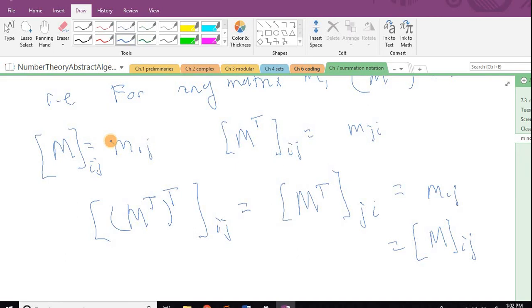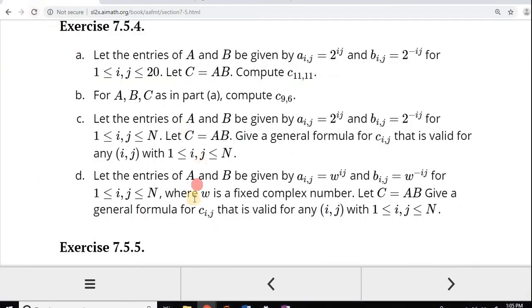Okay. Anything else? Let me stop the recording. All right, well, I can do one of them. Ordinarily, I wouldn't do one I assigned, but that's okay.